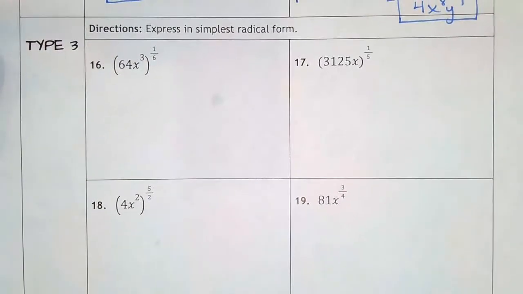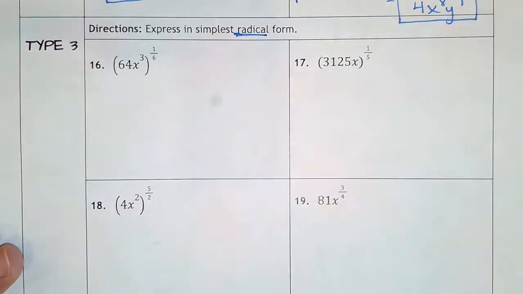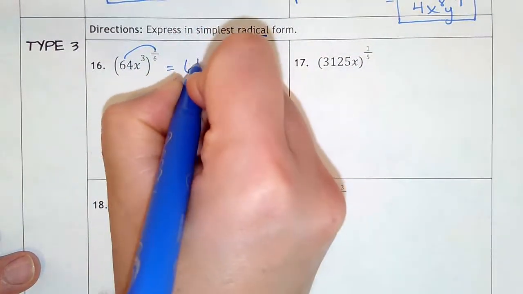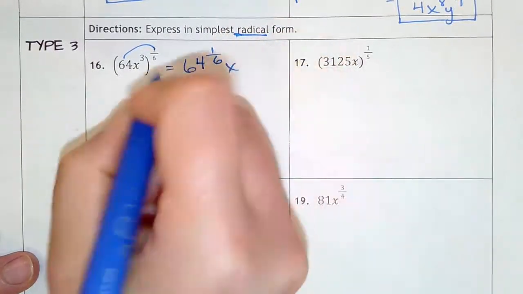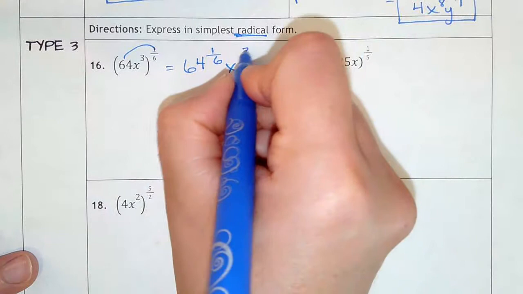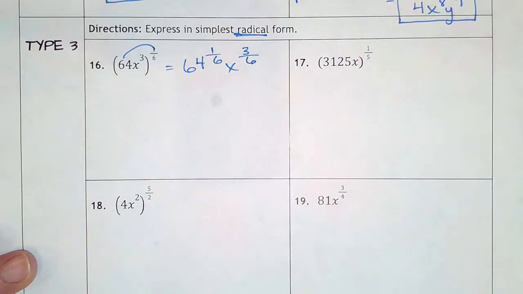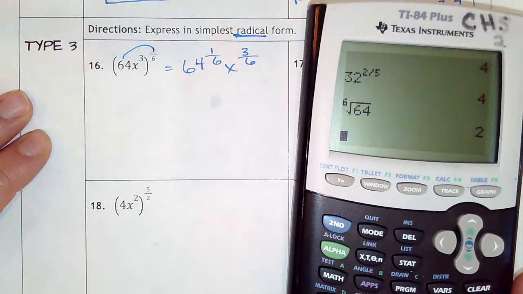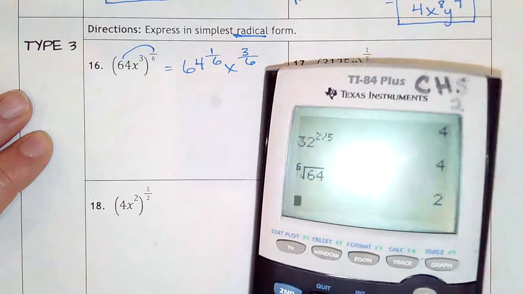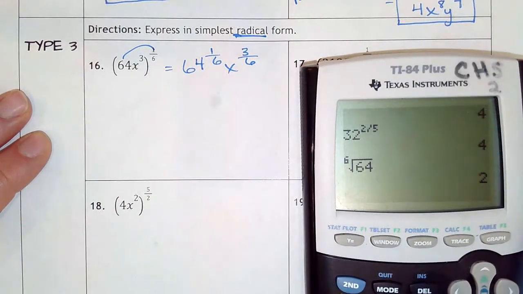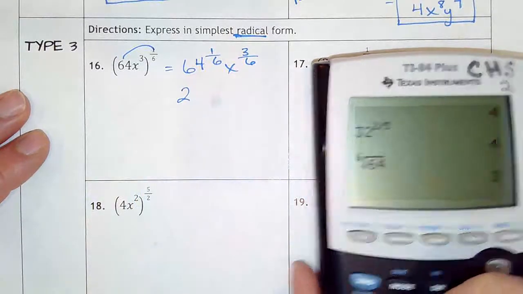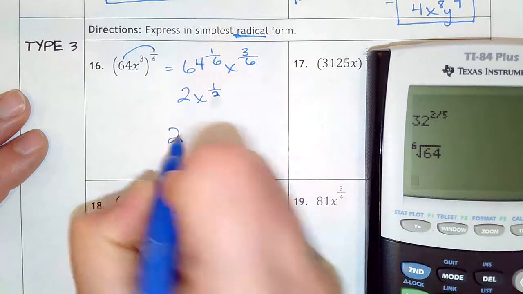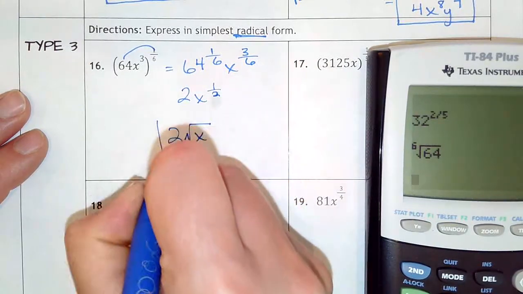All right, in type 3, same thing. You're just simplifying into a radical. Okay, so I would need to have 64 to the 1/6 power. And then x to the 3/6 power. So I would put 64 to the 1/6 power, or the 6th root of 64, I get 2. Then I'm going to simplify this. 3/6 is the same as 1/2. Anything to the 1/2 is a square root. So it'd be 2 square root of x.